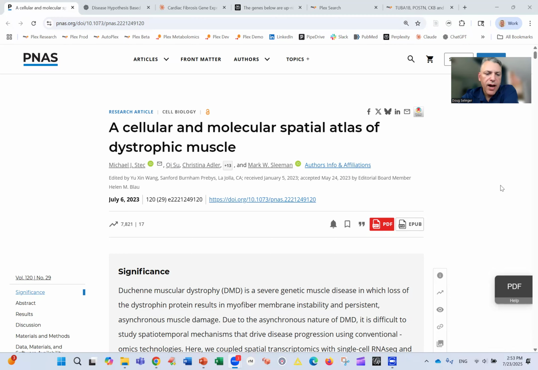Today, we're going to have a look at how large language models do analyzing gene expression data. I'm Doug Selinger, founder and CEO of Plex Research, and let's get into this example.